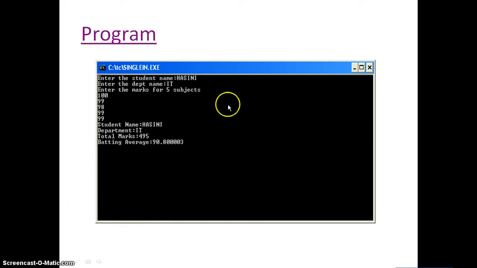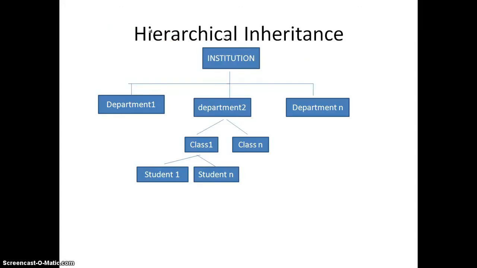In the output of this program, we enter the name and department and get marks for 5 subjects. The total is computed and printed, and the batting average value that was initialized in the program is printed as output. And the last type of inheritance is hierarchical inheritance.